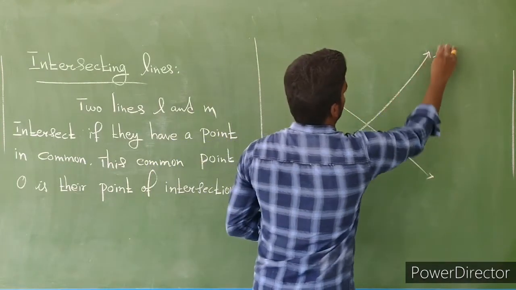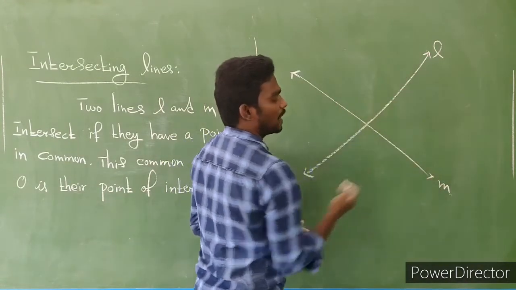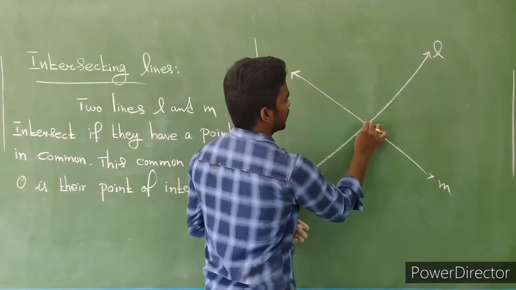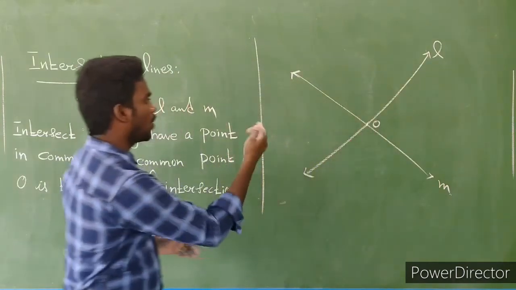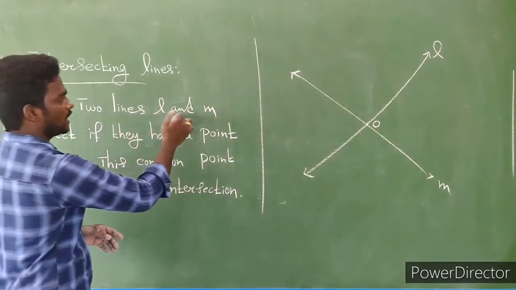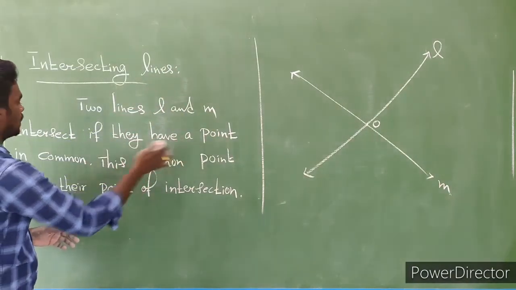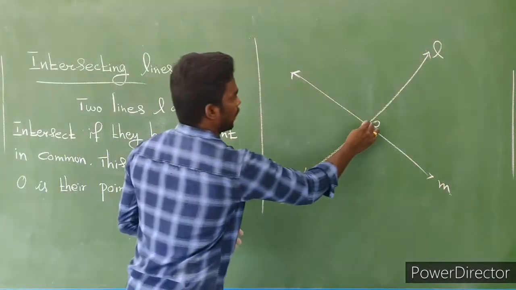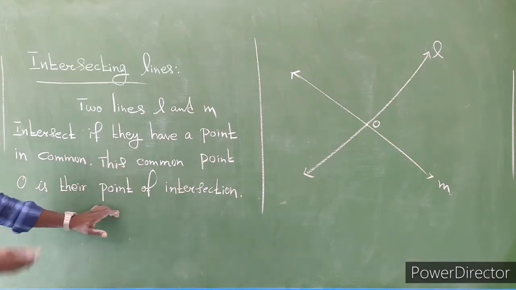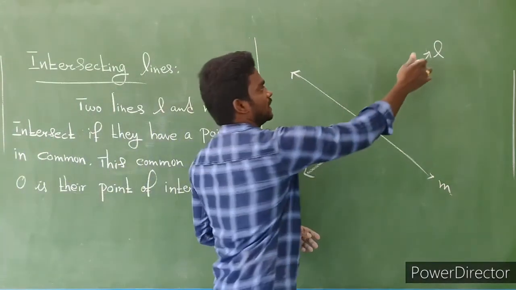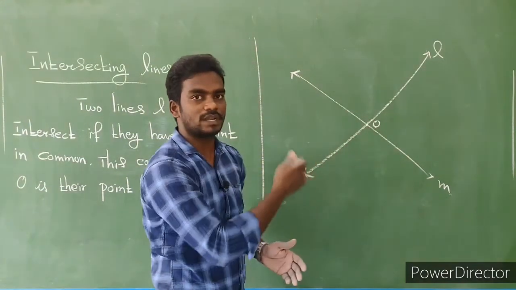Here L and M are two lines. These two lines are meeting at a point O. This point is called the point of intersection. What are intersecting lines? Two lines L and M intersect if they have a point in common. This common point O is the point of intersection. So here L and M are intersecting lines and the common point O is called the point of intersection.